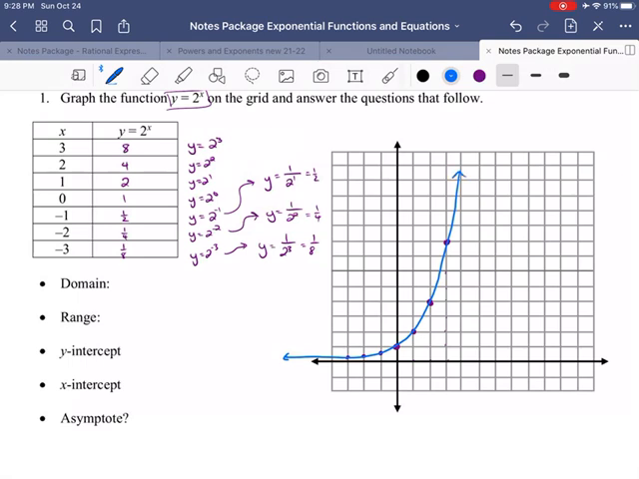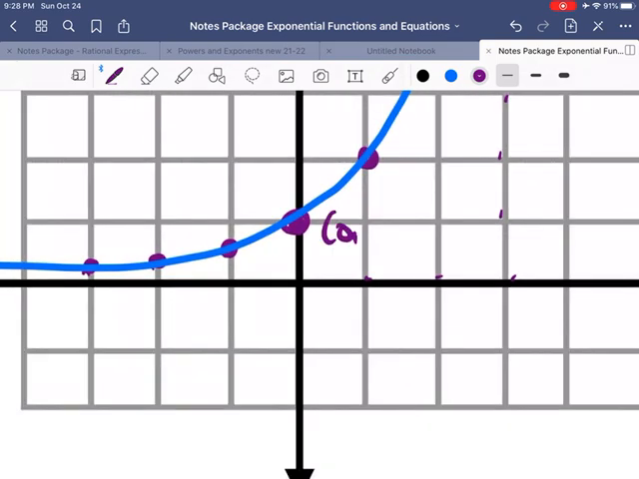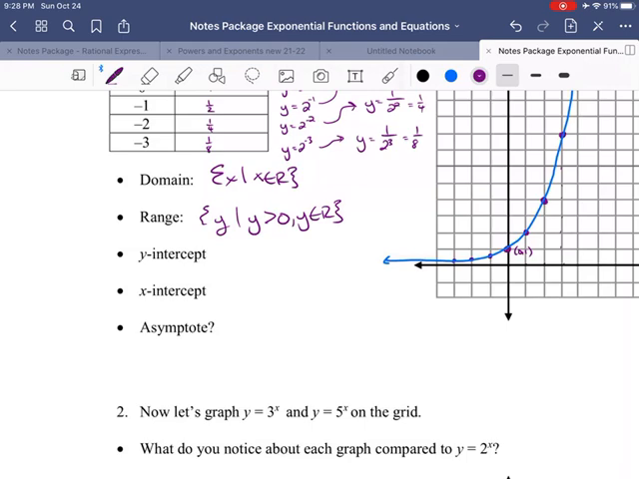All right, so the domain is x. Well, x is an element of the real number system. The range is going to be greater than 0. And the y-intercept is where it crosses the y-axis, and that is at the point 0, 1. And does it touch the x-axis? It does not. So there is no x-intercept.